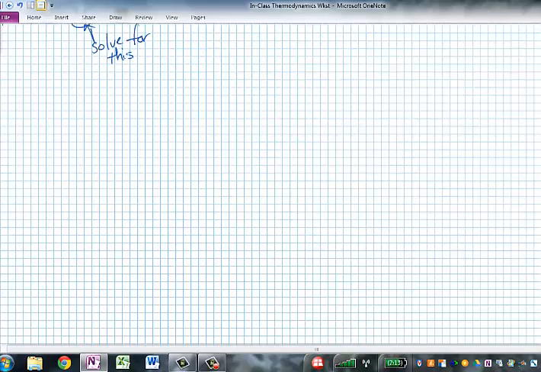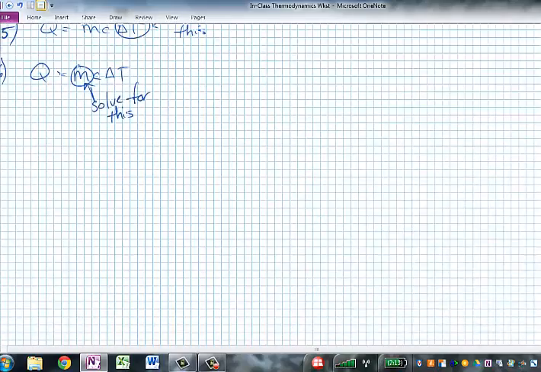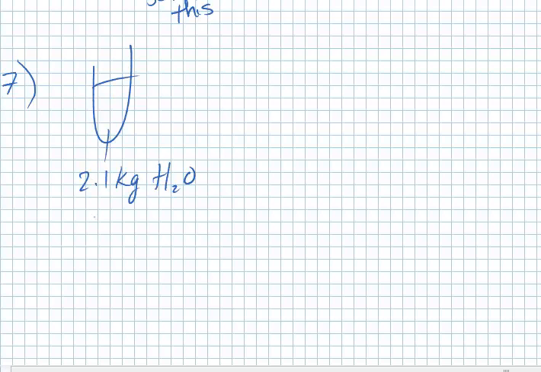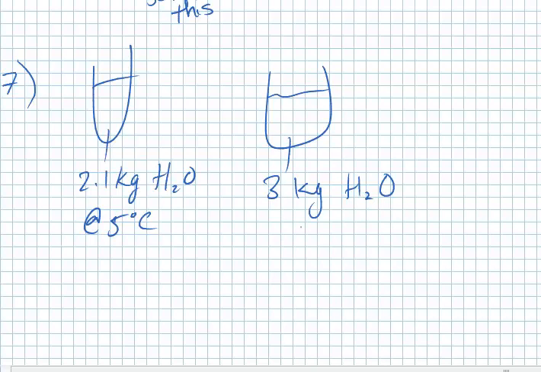All right, so moving down a little bit further, a little too far. Number 7, this is where the problems got a little bit tricky. What will the final equilibrium temperature of the mixture be? Well, we've got 2.1 kilograms of water at 5 degrees Celsius and 3 kilograms of water at 39 degrees Celsius. Okay. Well, we're dealing with water and water here, so the specific heats are the same.